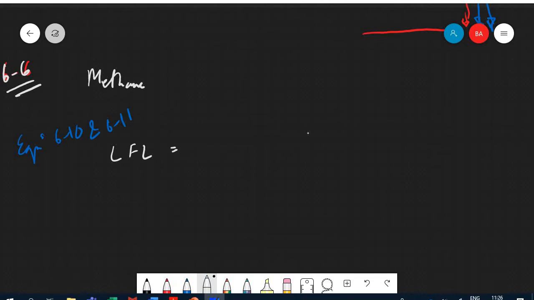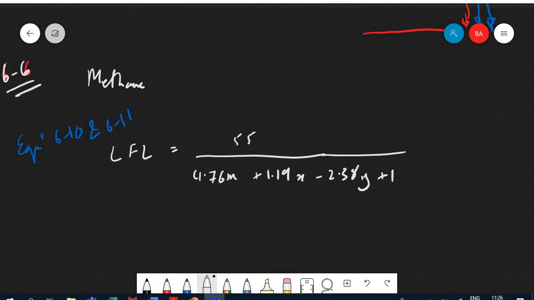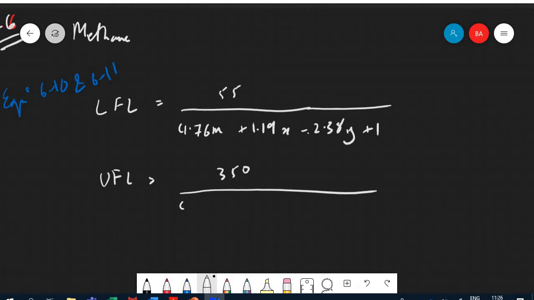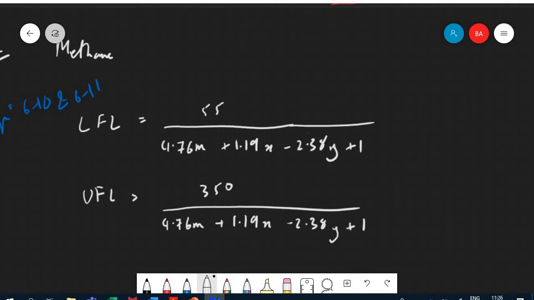UFL. So LFL is equal to 55 divided by 4.76 m plus 1.19 x minus 2.38 y plus 1. That is the equation, and the UFL is equal to 350 divided by the same thing here, which is 4.76 m plus 1.19 x minus 2.38 y plus 1. Okay, great. So this is what we have here.